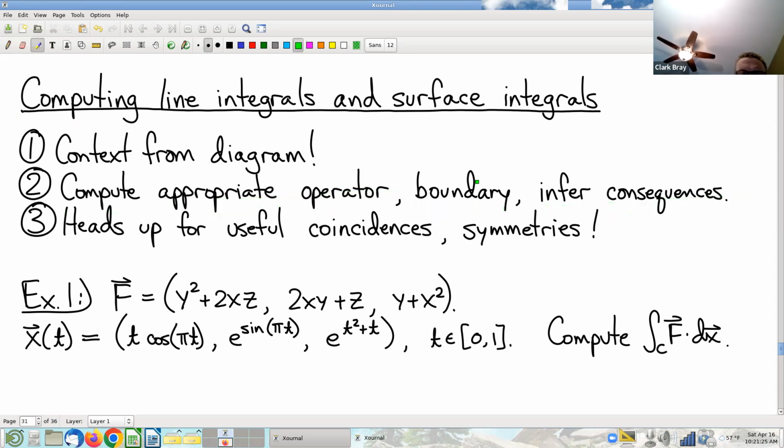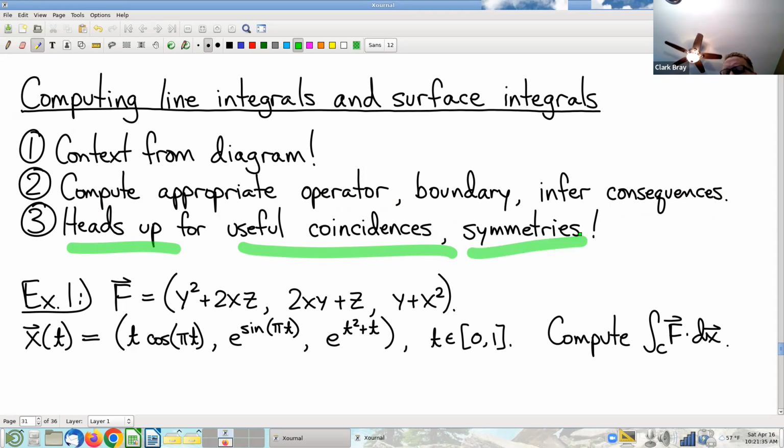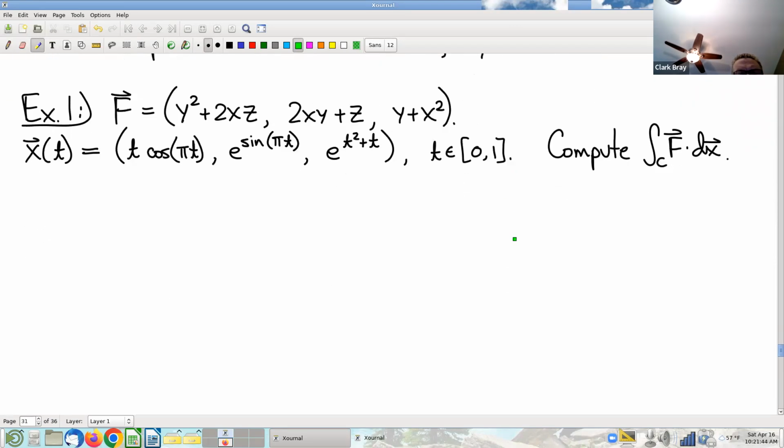Okay. And now, of course, also you want to always be somewhat heads up about coincidences, geometric good fortune. Sometimes you get lucky. Sometimes an integral is zero by symmetry. You want to always be on the lookout for these kinds of things as well. Okay. All right. So let's get started. Let's see an example here.